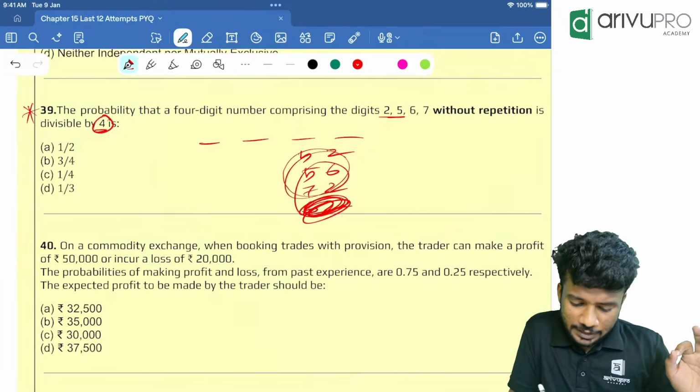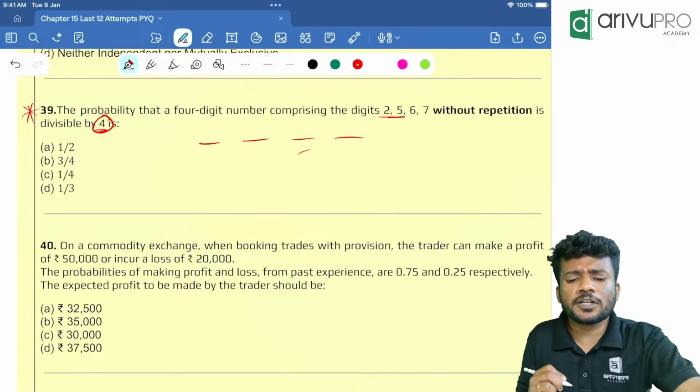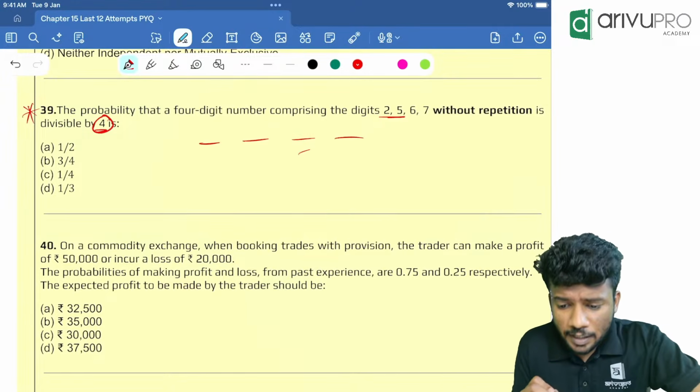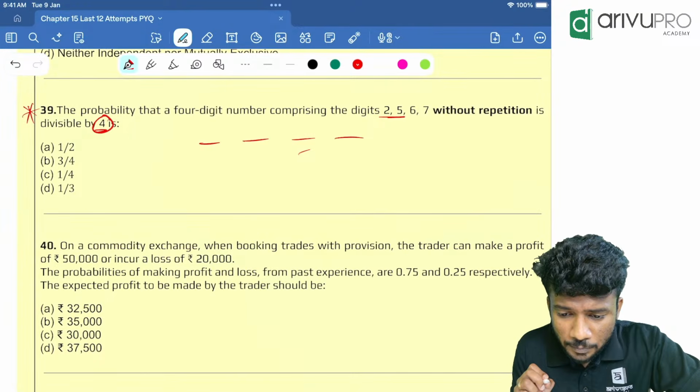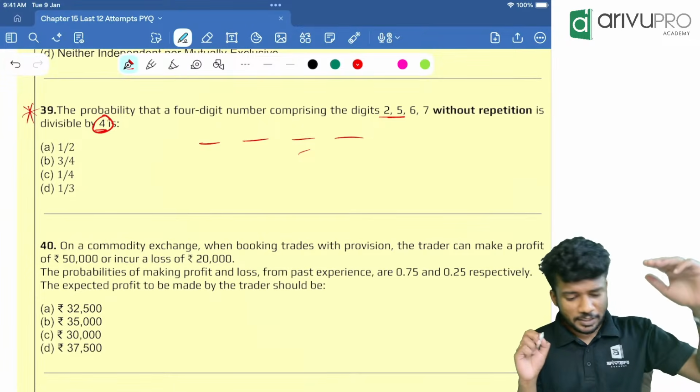Now, once again, I'll re-narrate the entire thing. I hope that you understood this method. Yes. Yeah, sir. Sorry, B. Which one, Mubin? 38th question.